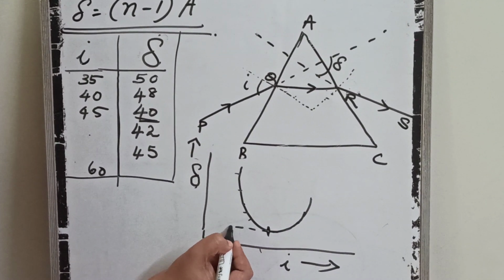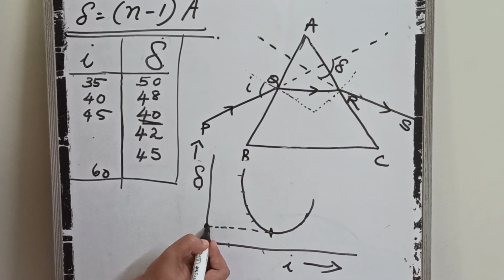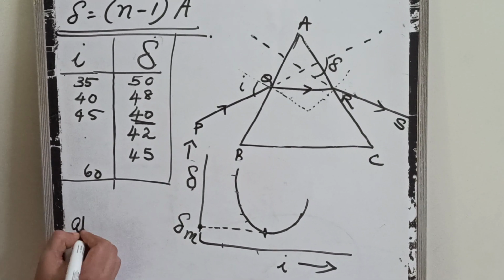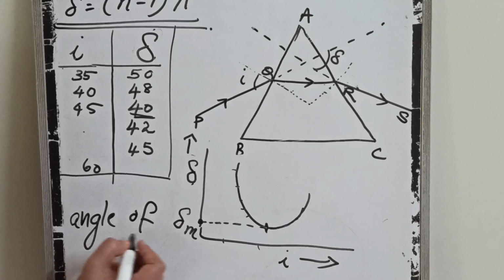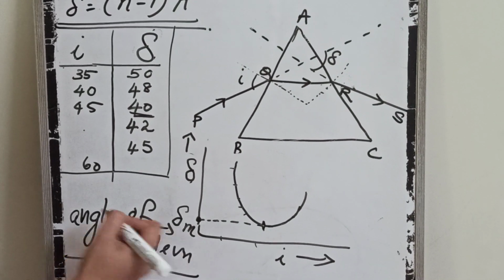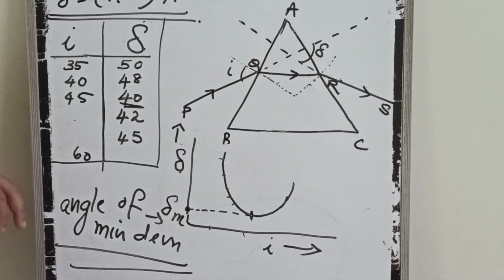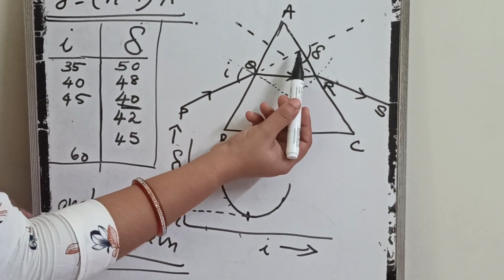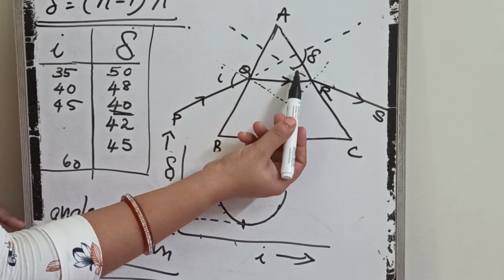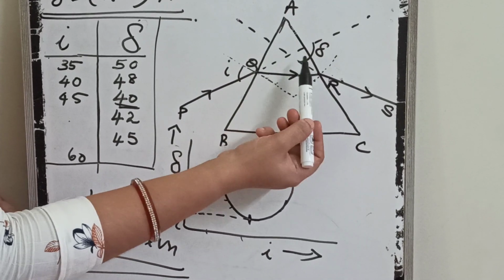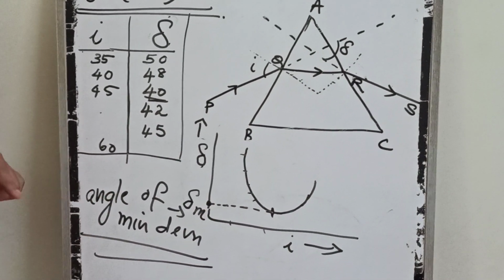This minimum value of deviation is called the angle of minimum deviation. So, how will you define angle of minimum deviation? At angle of minimum deviation, the ray will be least deviated inside the prism. The ray which is entering into the prism will get least deviated at angle of minimum deviation.